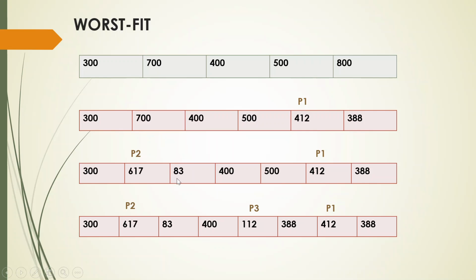And then next we'll check P3, that is 112 kb. Where to place 112 kb? Among these, we have the largest value as 500. So we'll split 500 into two parts, that is 112, and the remaining free space will be 388.